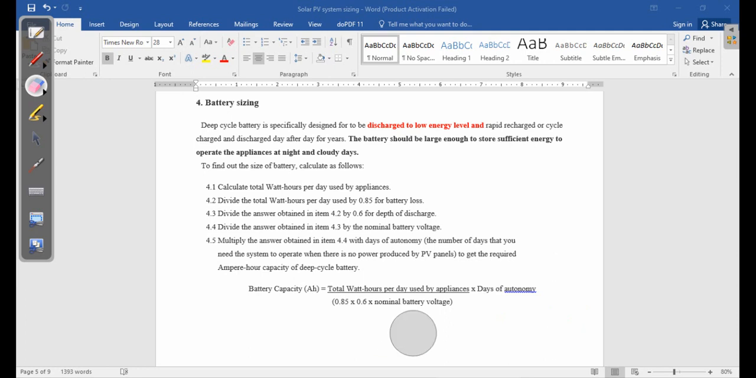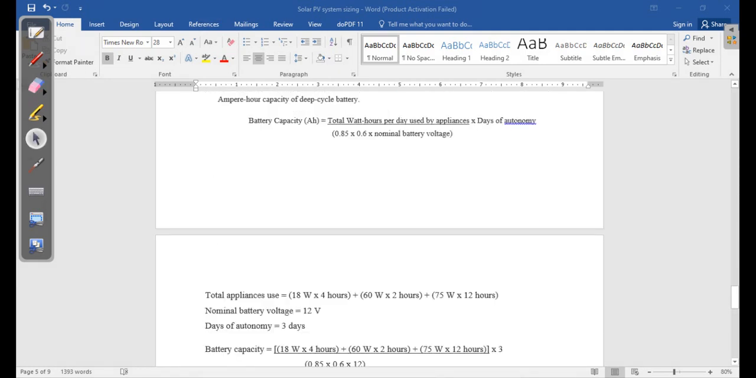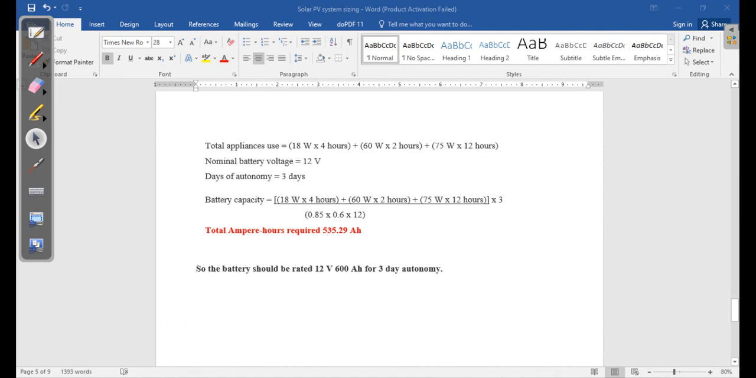Now we are going to see the real-time calculation. So almost we have determined the total appliances. We know the total appliances. One is the light, which we are going to use for 4 hours, the fan for 2 hours, and the refrigerator for 12 hours. So this is the total appliance usage, and the nominal battery voltage we are considering is 12 volt. And days of autonomy means 3 days.